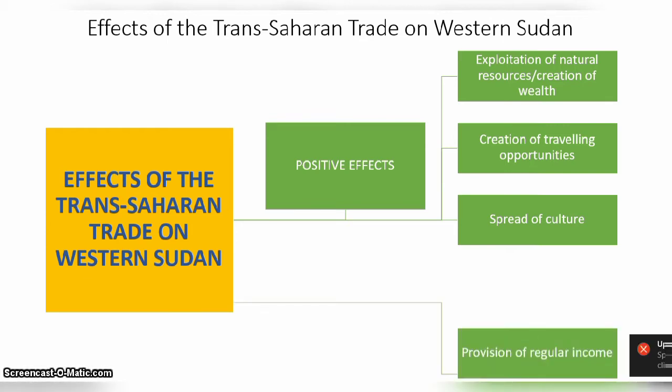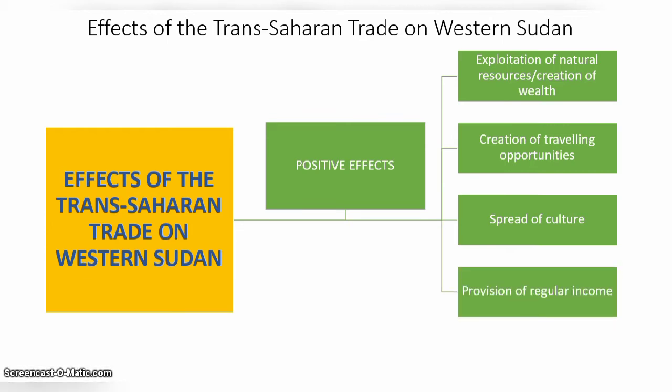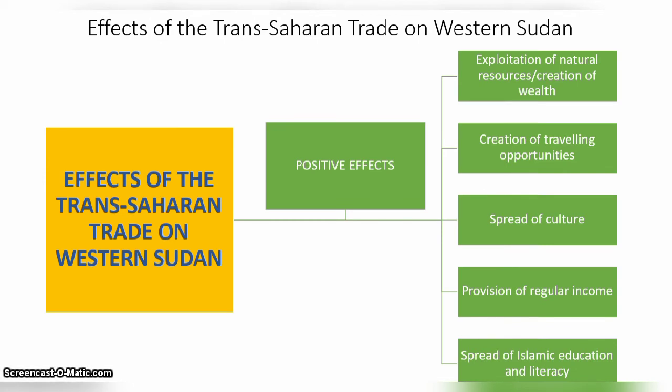Great. Then the next one is provision of regular income. The rulers of Western Sudan took advantage of the trading activities and introduced custom duties on import and export services. This made them enjoy regular income to strengthen their power and authority. So in everything, we have positive aspects of it. And then we have the next one to be the spread of Islamic education and literacy.